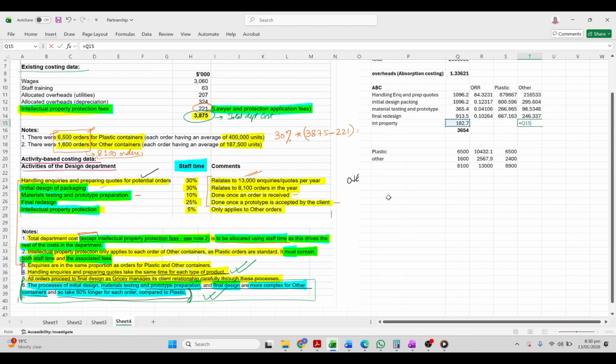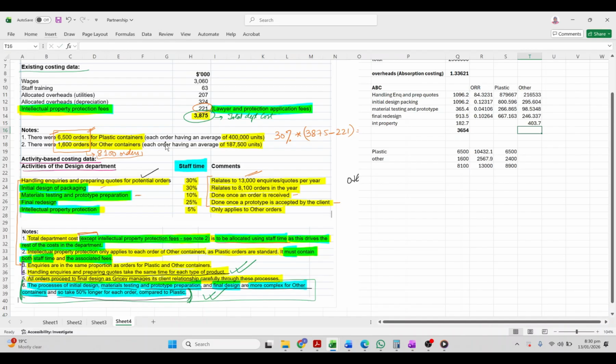So this is this plus, but the problem is that they are saying that intellectual property protection only applies to other order containers. That makes sense. We already did that. It must contain both staff time, which is this one, right? This 5%, and the associated fees. Associated fees is this one, 221. So you have to include 182.7 plus 221 as per this note, right?